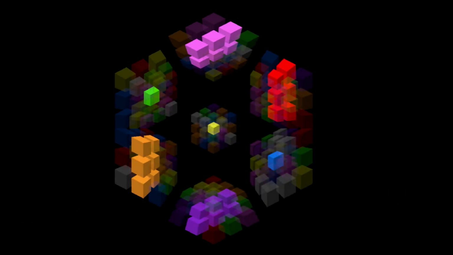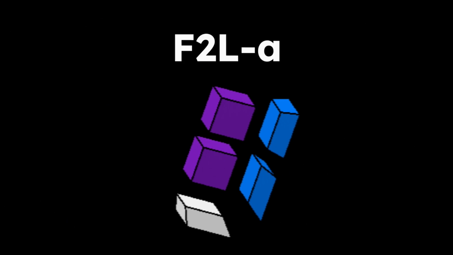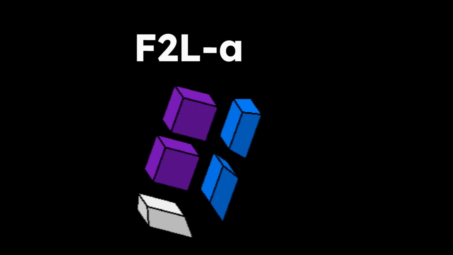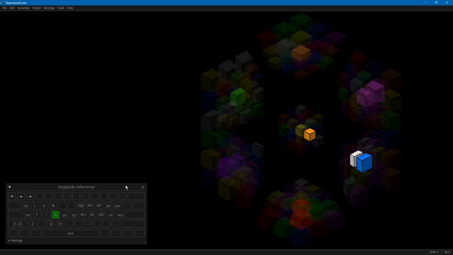The middle block consists of four pairs, each of which has one 2C and one 3C piece. This is called an F2LA pair, and we will be inserting each of them into the 4/6 cross that we made in the last step. So let's get started here.